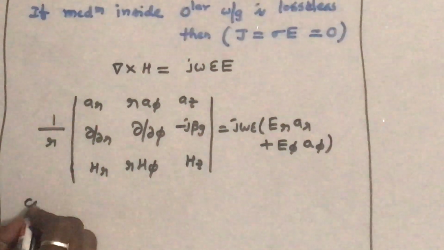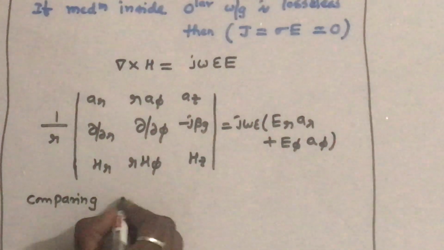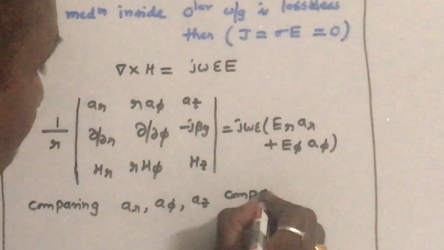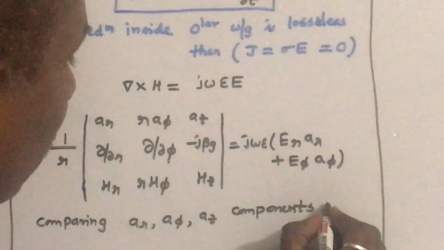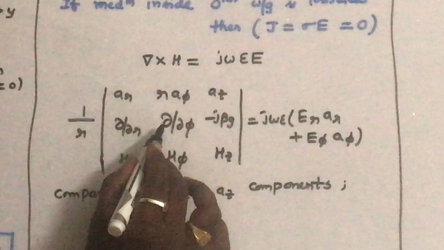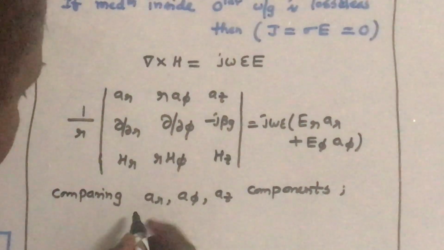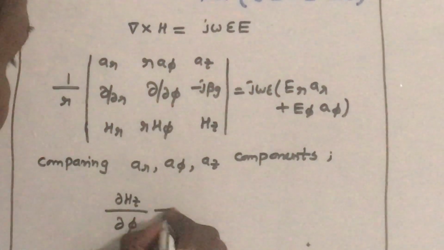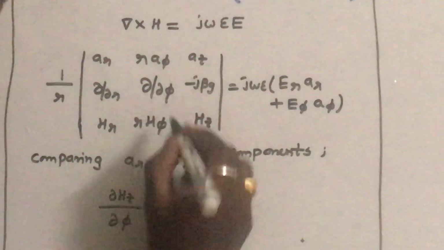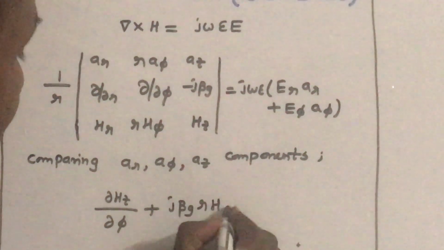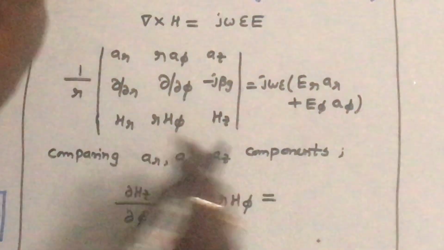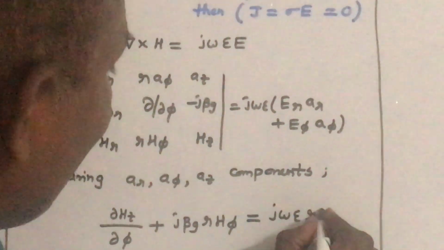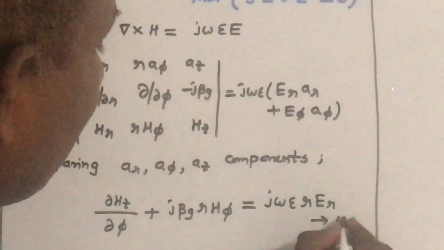Similarly, comparing AR, A phi, Az components on both sides. What is the first term? You can see that AR into dou Hz by dou phi plus j beta G R into H phi. That is equal to, taking this R to the right side, j omega epsilon R into ER. Say this as equation 4.